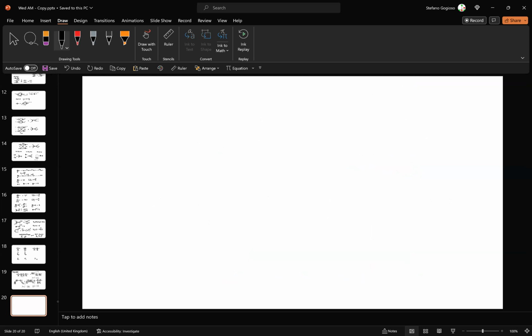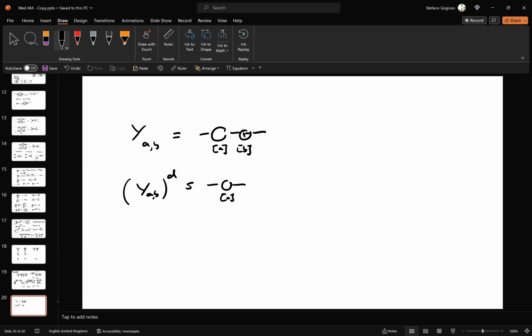How do you do it? Well, I start with Y A B and I define it to be this matrix, and then I ask what Y A B to the D is, and I get this matrix. So I get this very long chain of things, and I'm going to conclude with this because we can then get to questions, and if you're interested, I can say more.